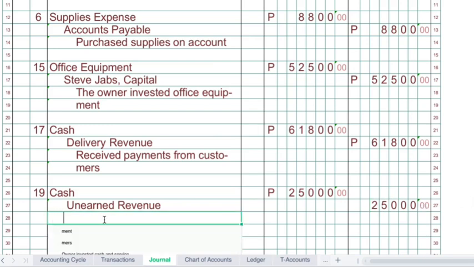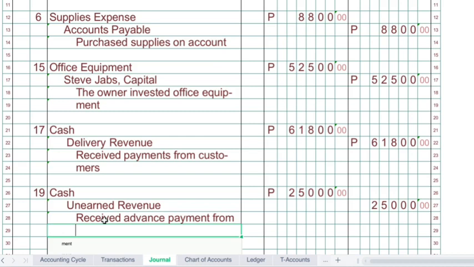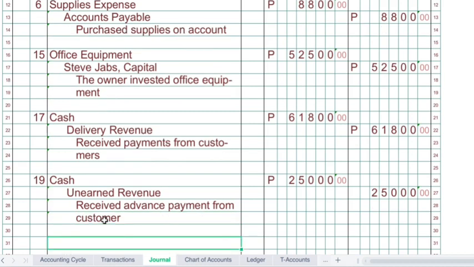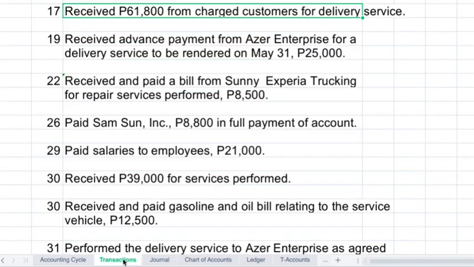Okay, so we'll write a short description. So, we receive advance payment from customer. Again, pwede nating i-specify, okay, kung sino-sino yung mga customer na yon or mga enterprise na pinagkakautangan natin. Next.